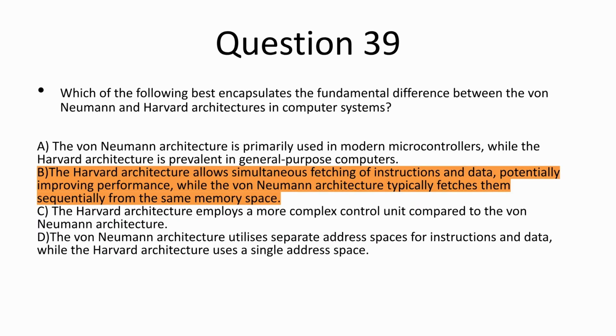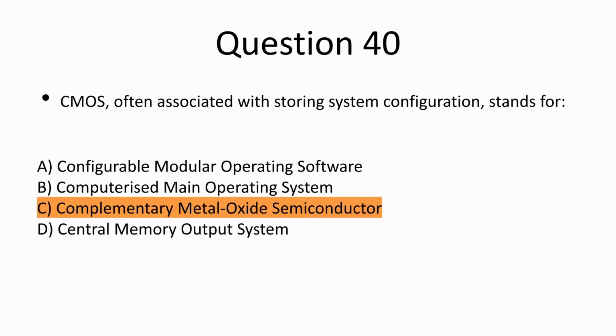Question 39. What is the fundamental difference between the von Neumann and Harvard architectures? B. Harvard allows simultaneous fetching of instructions and data, while von Neumann typically fetches them sequentially from the same memory space. Question 40. CMOS stands for what? C. Complementary metal oxide semiconductor.